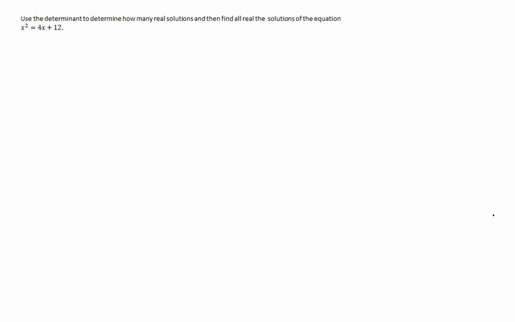In this next problem, it says use the determinant to determine how many real solutions we have, and then find all the real solutions of the equation x squared is equal to 4x plus 12. And remember, in order to solve a quadratic, we're going to move all of our terms to one side of the equation. So the first thing I'm going to do is rewrite this as x squared minus 4x minus 12 is equal to 0. And now as far as the determinant, d is equal to b squared minus 4ac.